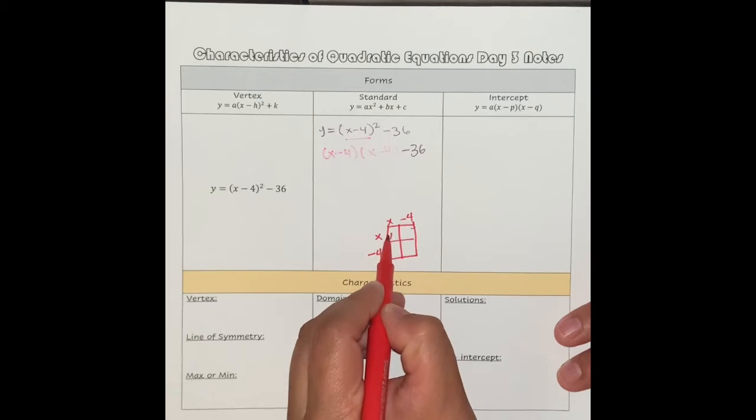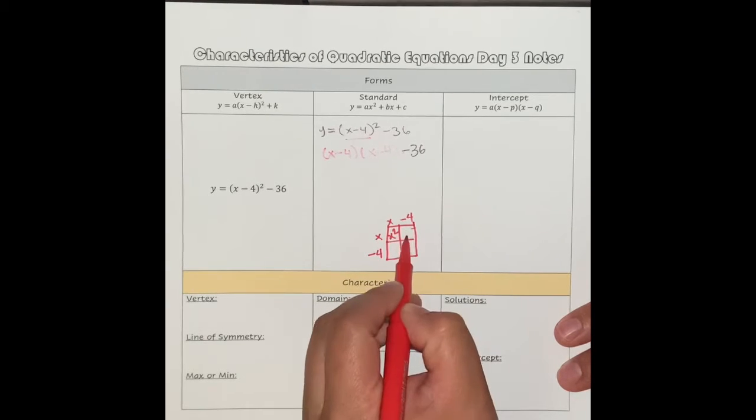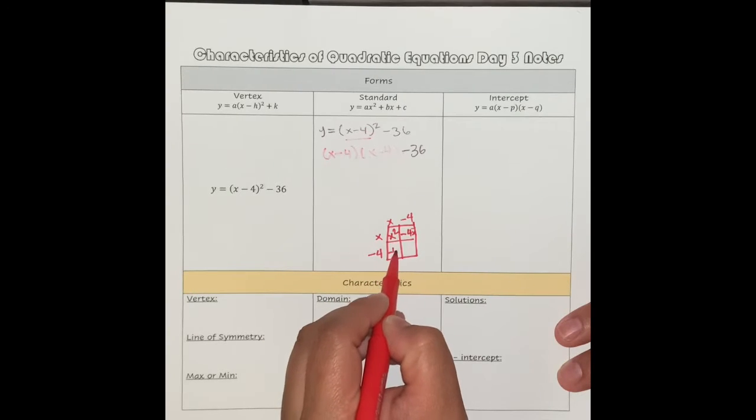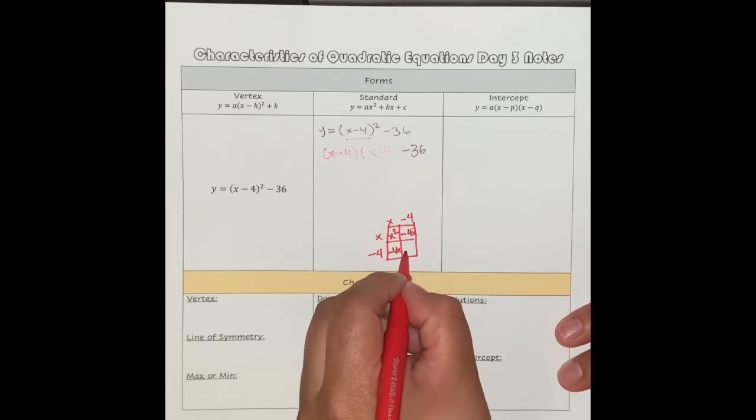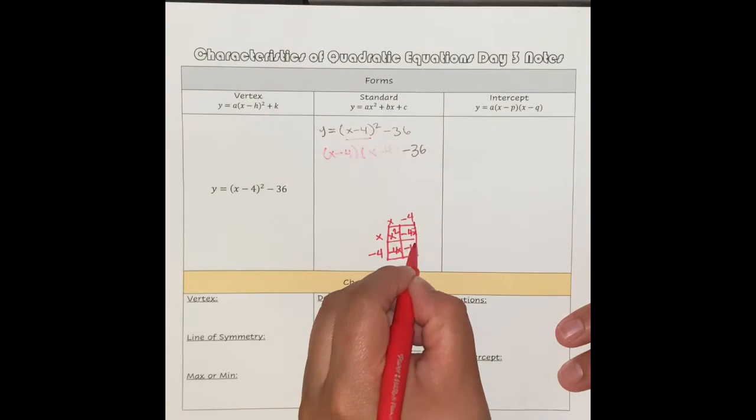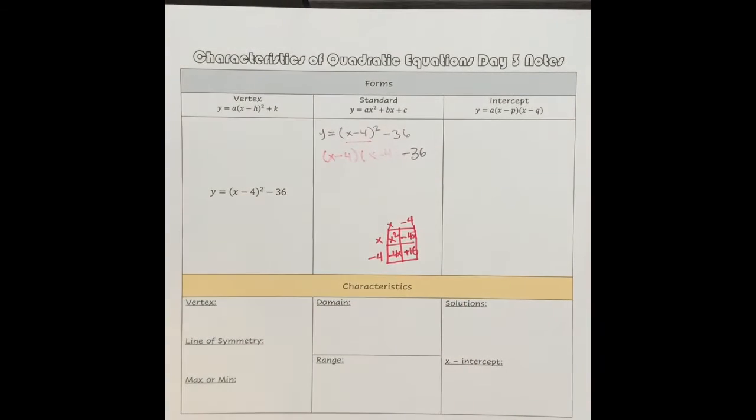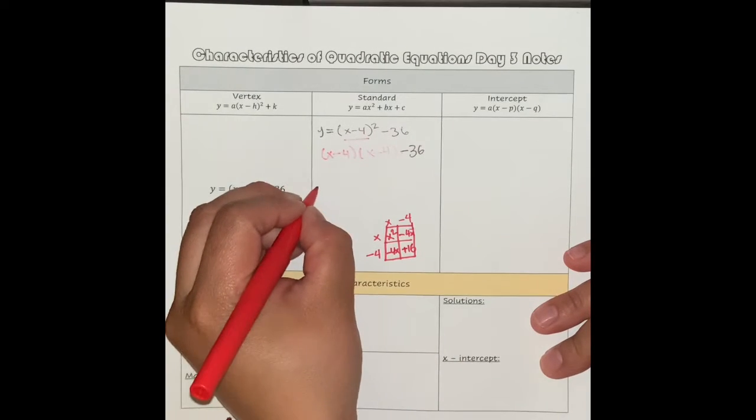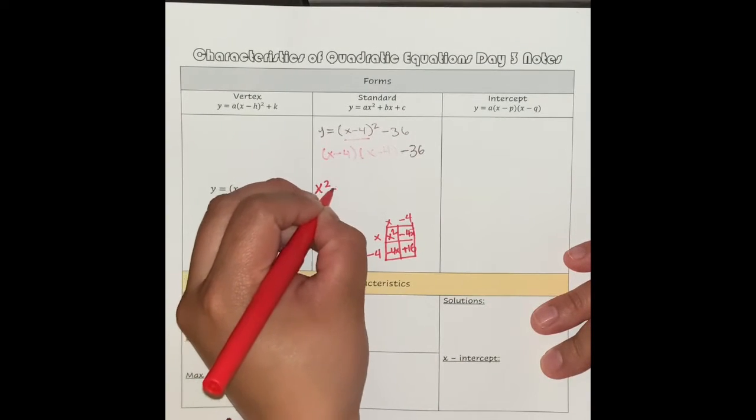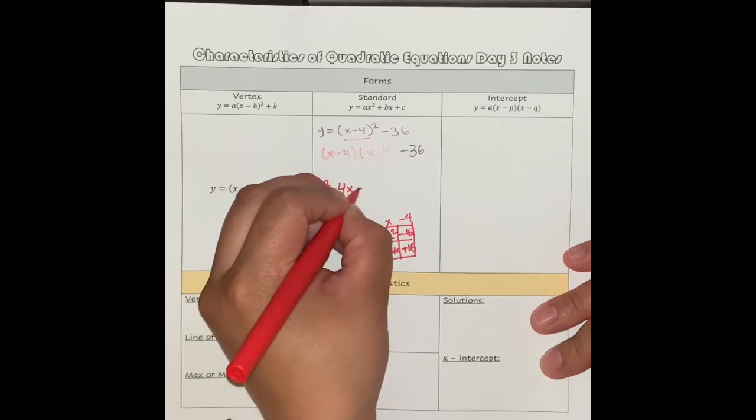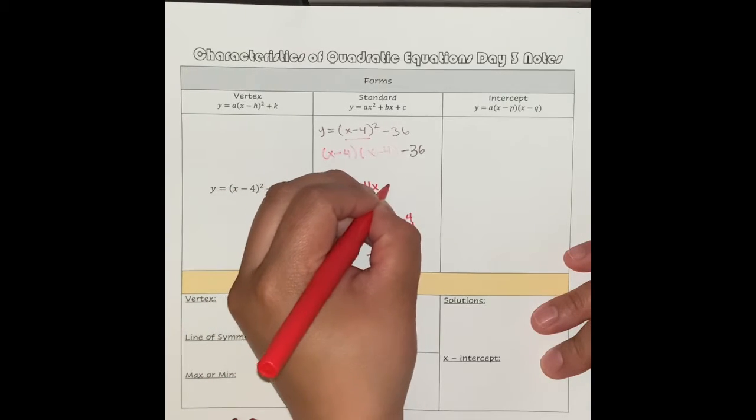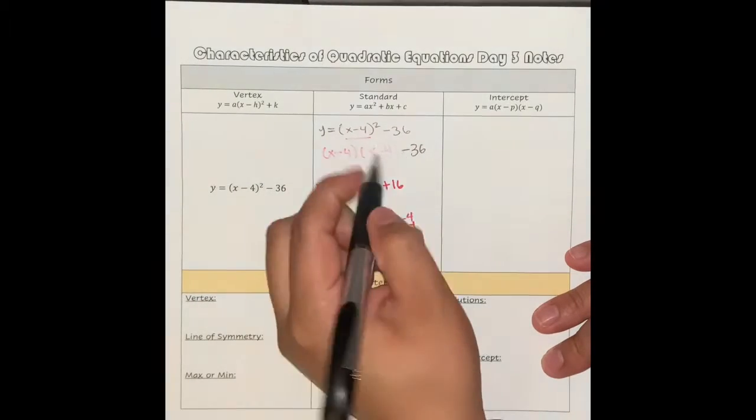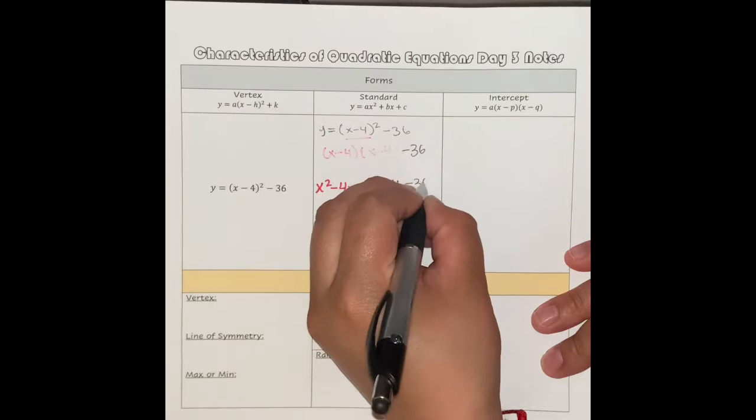X times x is x squared. X times negative 4 is negative 4x. Same goes here. And negative 4 times negative 4 is negative 16. Sorry, positive 16. I'm going to rewrite what I have inside. So I have x squared minus 4x minus 4x plus 16. And we still can't forget that minus 36.